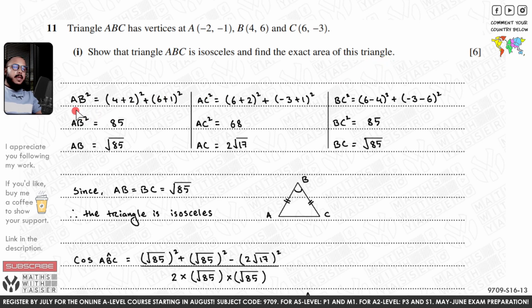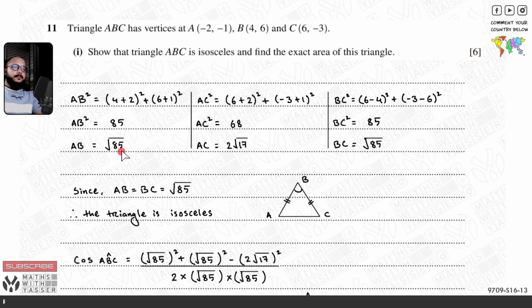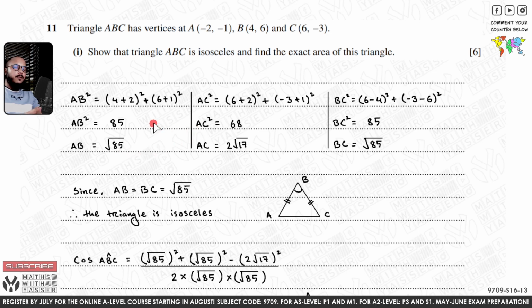So AB squared is equal to (4 plus 2) whole squared plus (6 plus 1) whole squared. That gives us AB squared equals 85. So AB is the square root of 85. So I'm trying to find the lengths of all the sides, all the edges of the triangle. So AC squared equals (6 plus 2) whole squared plus (-3 plus 1) whole squared. This is the formula that we use to find the length.